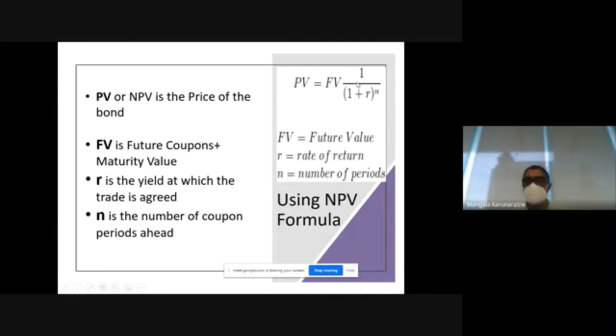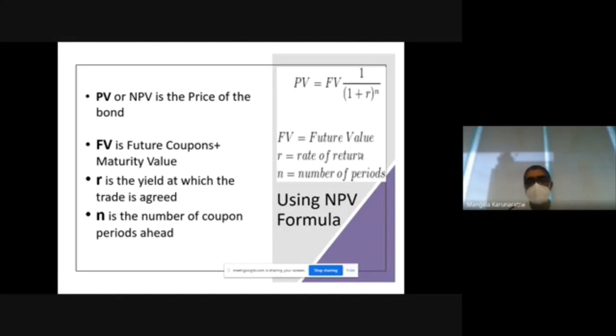I have put the formula here on the right hand side, so you don't have to go back in the slideshow to get the formula. So PV. Now PV is the, or we can say an NPV as well.